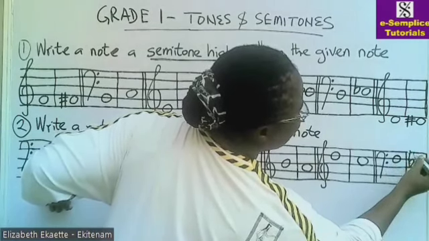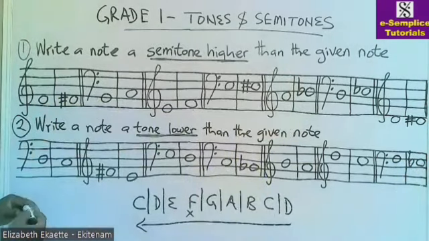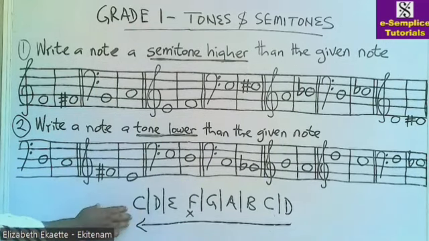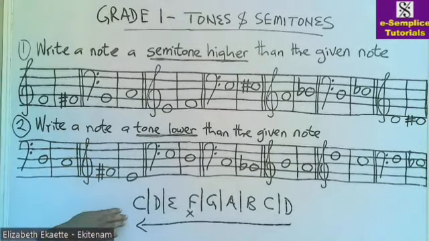So I look for E there and put a flat on E. So that is how to answer questions on tones and semitones. You definitely need the keyboard so that you can see your tones and semitones clearly. Do not attempt to answer this type of question without first sketching the keyboard. The keyboard will help you to see your answers correctly. That's just how to solve tones and semitones questions.